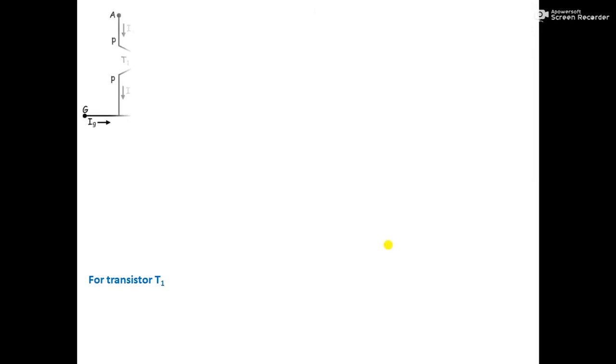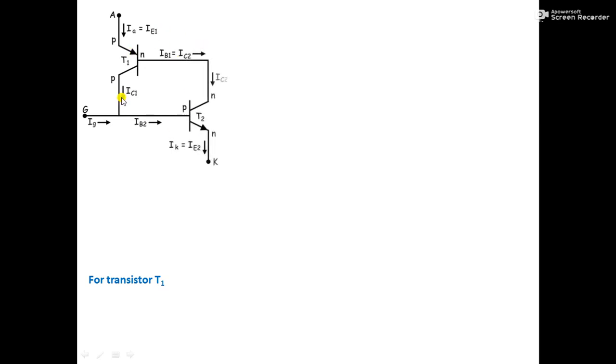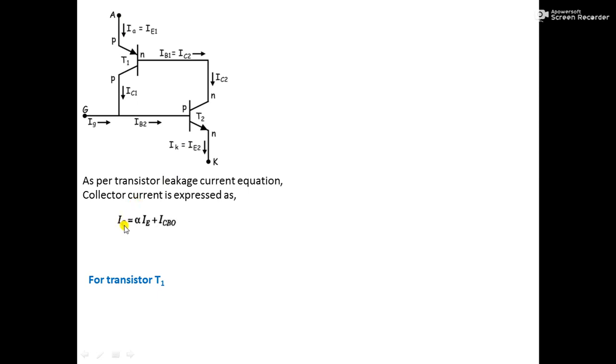So the same circuit, the equivalent circuit of two transistor model of SCR, I have taken here. And these are the current directions that we have just now discussed. Now let us analyze this circuit and find out what will be the expression for anode current IA. For this, we will first consider the general equation of collector current. IC is equal to alpha IE plus ICBO. IC is collector current, alpha is current gain, IE is emitter current, ICBO is the leakage current of transistor.